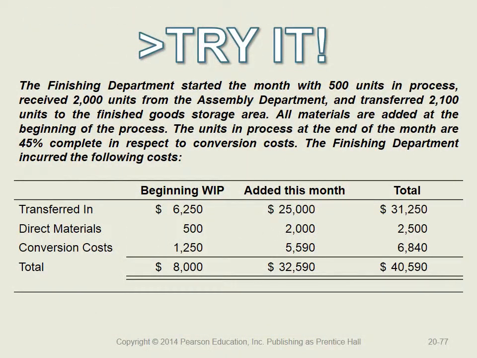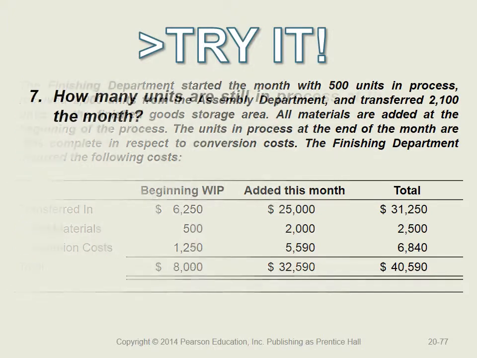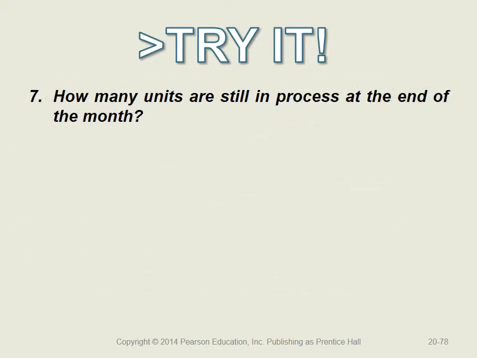For this triad, the finishing department started the month with 500 units in process, received 2,000 units from the assembly department, and transferred 2,100 units to the finished goods storage area. All materials are added at the beginning of the process. The units in process at the end of the month are 45% complete in respect to conversion costs. The finishing department incurred the following costs. How many units are still in process at the end of the month?